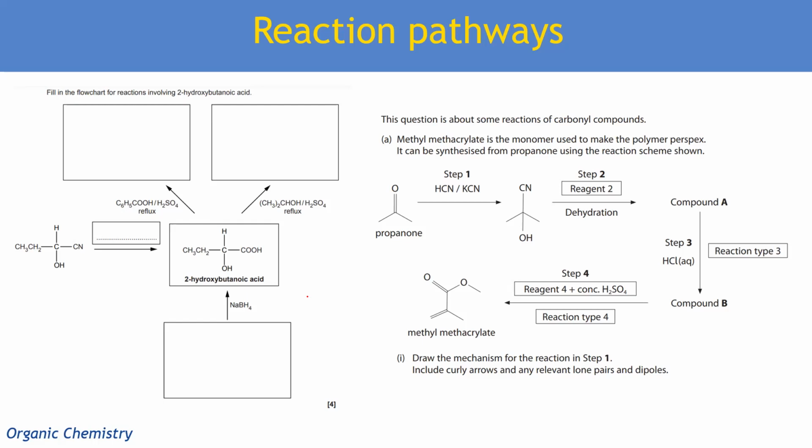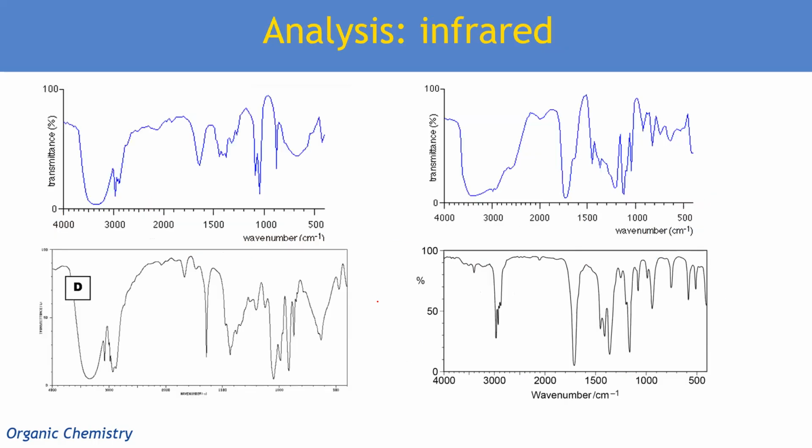Last, we're just going to look at analysis, because analysis questions have a lot of information as well. And we want to be able to be efficient and not waste time. So these are 4 different compounds. You have a whole table of infrared, different wave numbers, different bonds. Really though, all you need to know is about 4 different bonds.